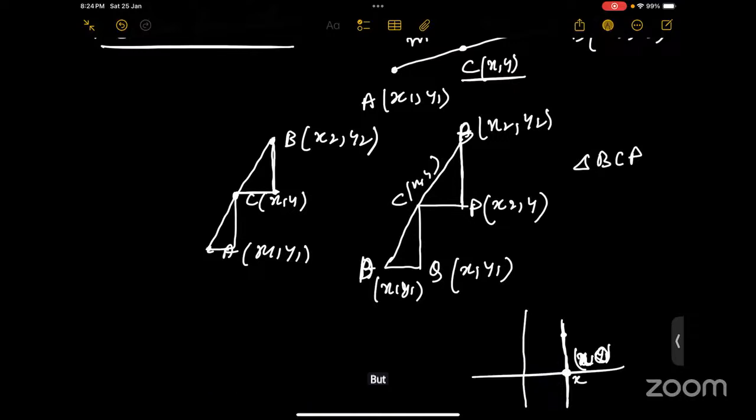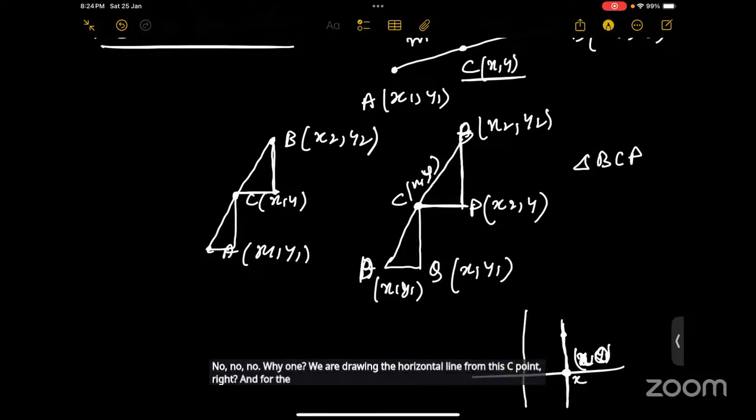Ma'am, for this point, P should be x2 comma y1, no? You have written just y. No, why y1? We are drawing the horizontal line from this C point, right? And for the C point, we have coordinate x comma y.